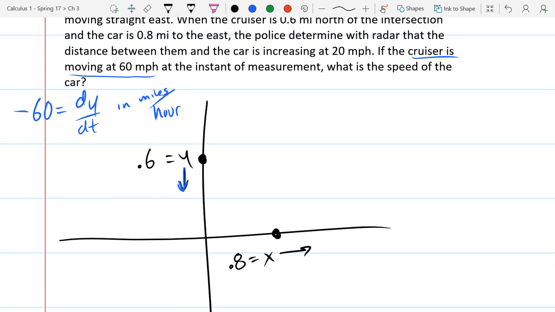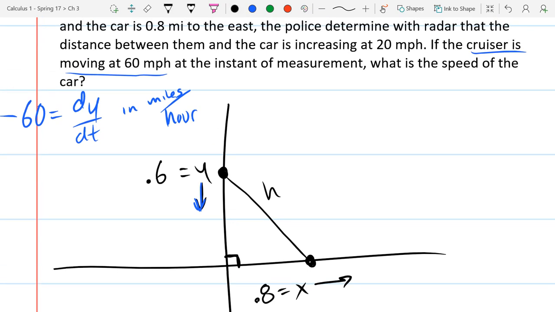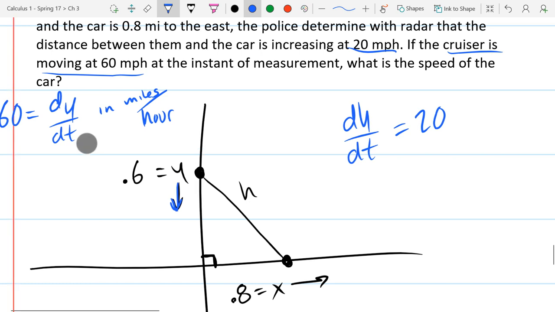Have I drawn the distance between the police cruiser and the car? No, not yet. So we need to draw that distance. D is a tempting letter to use, but that's not a good one. So I think the next best one is H for hypotenuse. D we're going to use for derivatives, so don't go D for distance. So we have a right angle, or a right triangle. The distance between them and the car is increasing at 20 miles per hour. So how do we write that rate? Yep, dH over dt is increasing at, so that means positive 20. So they're getting further apart. So the distance is going to be growing. So that's positive 20. And what else?